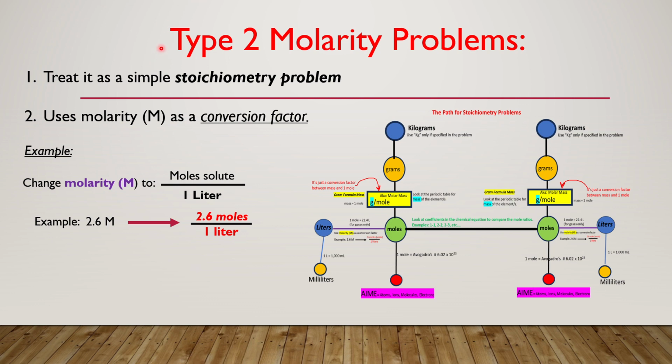Okay, so this is type 2 molarity problems. For type 2 molarity problems, you treat it as a simple stoichiometry problem. Furthermore, you use molarity as a conversion factor, meaning every time you see molarity, you're going to change it to a conversion factor where it's going to say moles of solute per 1 liter. As an example, let's say that they give you 2.6 molars. You would change it into a conversion factor where it's going to say 2.6 moles for every 1 liter.